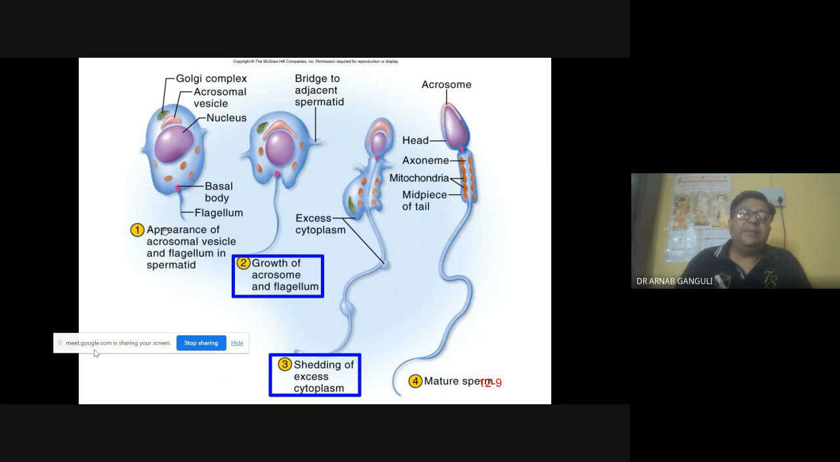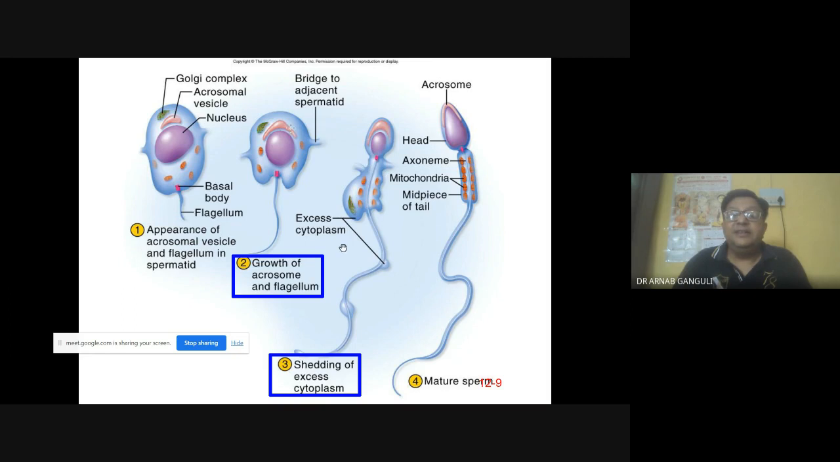First, what happens from the spermatids to the spermatozoan. We are seeing the Golgi complex over here, and the acrosomal vesicle is formed, and a basal body from where a flagellum arises. So there is appearance of the acrosomal vesicle and flagellum in the spermatid. Now the acrosome is covering the nucleus. It's growing. The Golgi is getting converted into the acrosome, and the flagellum is increasing in size.